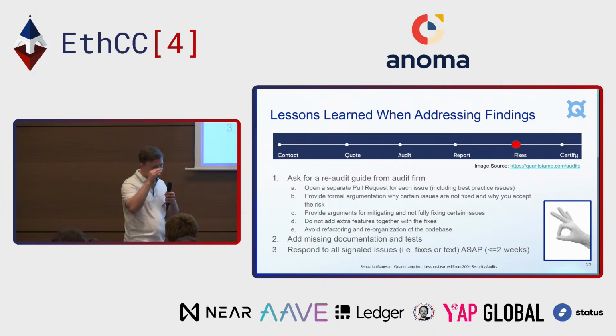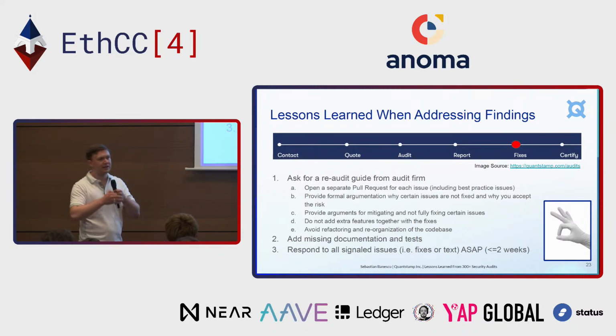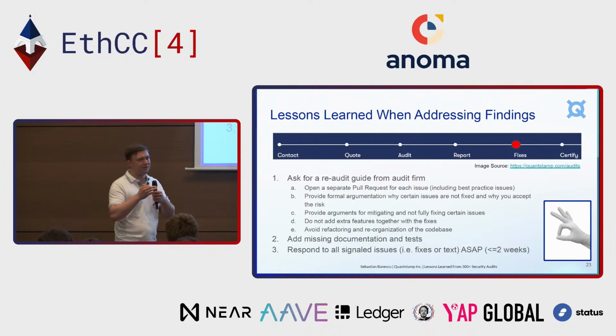The auditors should be able to see how each issue is fixed, and not everything together. But of course, you should also merge everything together so that they can take a look at the ensemble, right? Because some fix might invalidate another fix. Provide argumentation why certain issues are fixed and why others are ignored, and also mitigated, right? You might not want to fix an issue because you have a way to mitigate it, which is lower cost, and you're willing to accept part of the risk.